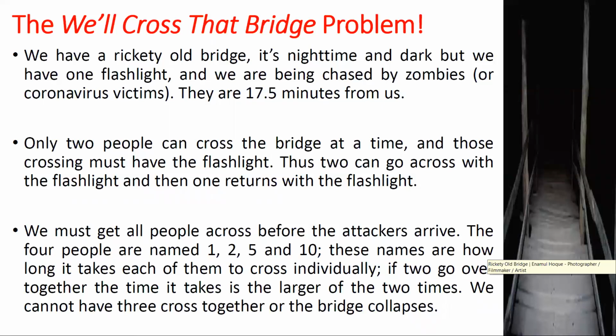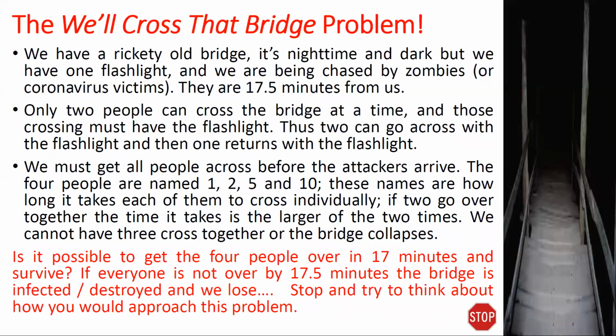So if 2 was going by herself, it would take her 2 minutes. If 5 was going by himself, it would take him 5 minutes. If 2 people go over together, then the time it takes the 2 of them is the longer of the 2 times. So if 2 and 5 go over together, how long will it take them? 5 minutes. And then we have to get everybody across before the zombies or the coronavirus victims come over. And if we ever have 3 people going over, the bridge will collapse. We all die.